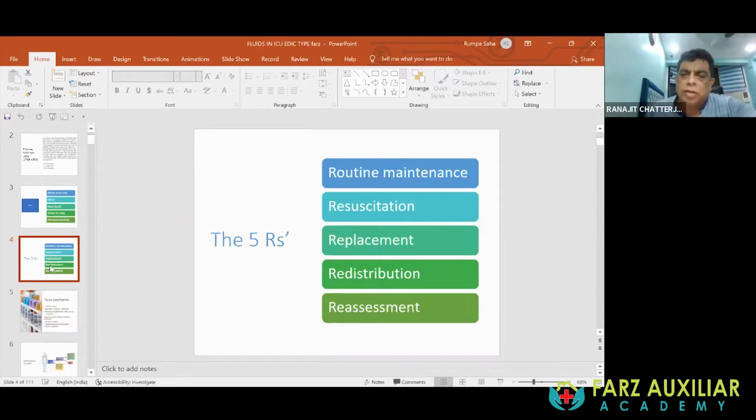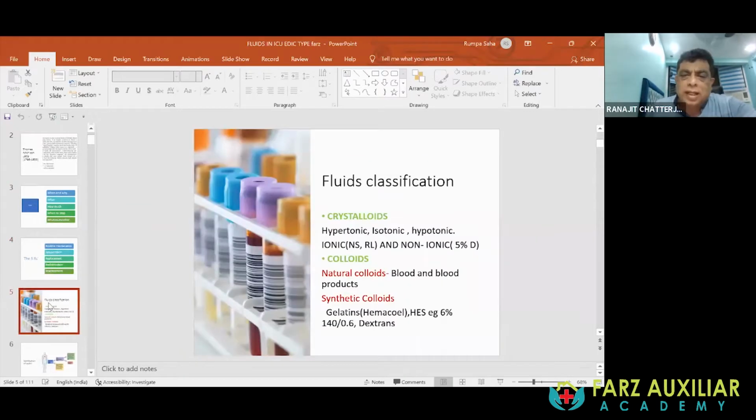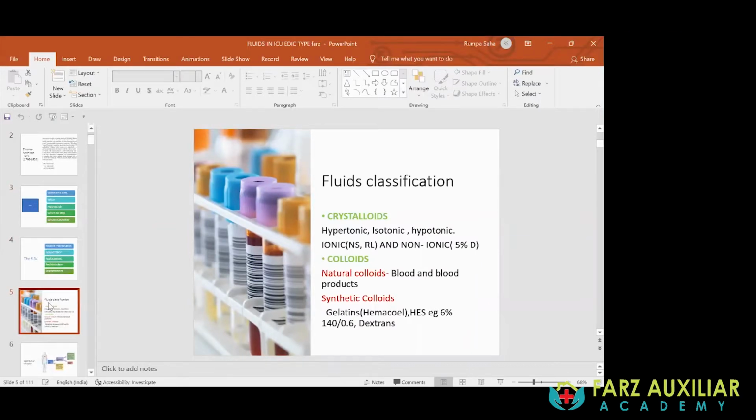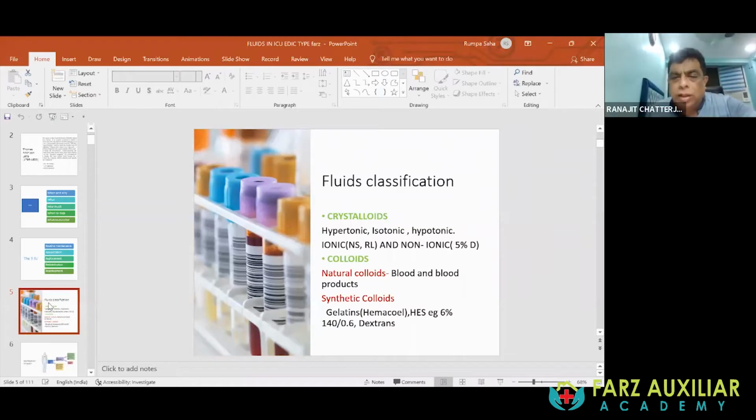We will concentrate on replacement and redistribution. In classification, we have crystalloids and colloids. Crystalloids are hypertonic, isotonic, or hypotonic solutions, ionic and non-ionic. Hypertonic solutions are mainly 5% DNS. 0.9% saline is hypertonic in vitro, but becomes isotonic in vivo. Isotonic fluids are mainly Plasma-Lyte and Sterofundin, which are balanced salt solutions. For hypotonic fluids, slight hypotonicity is seen with Ringer's lactate, and marked hypotonicity with 5% dextrose.